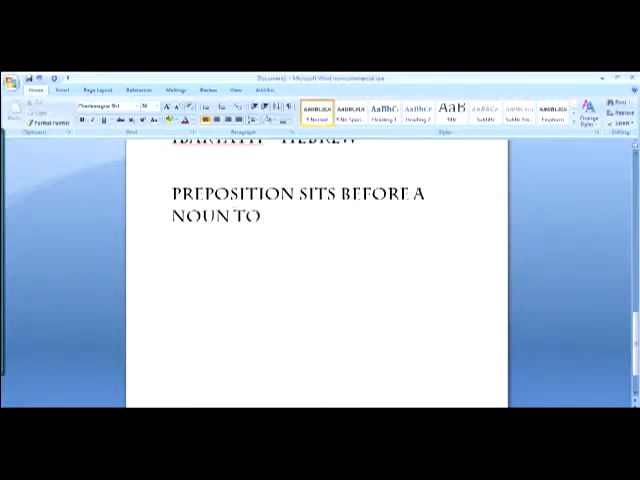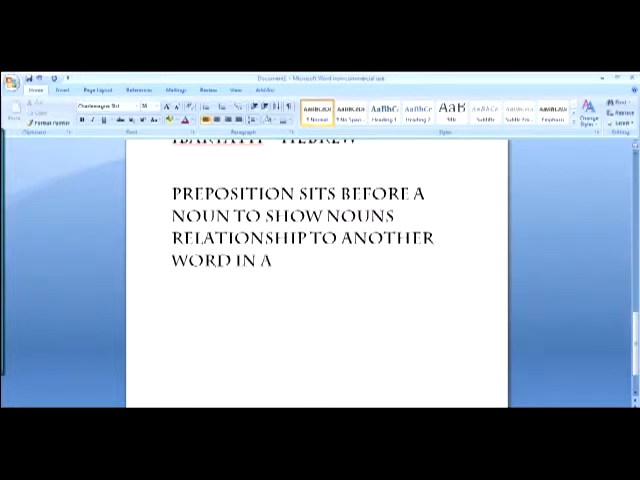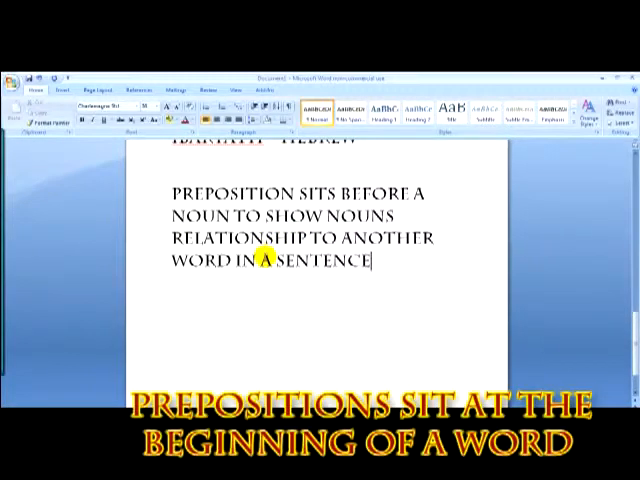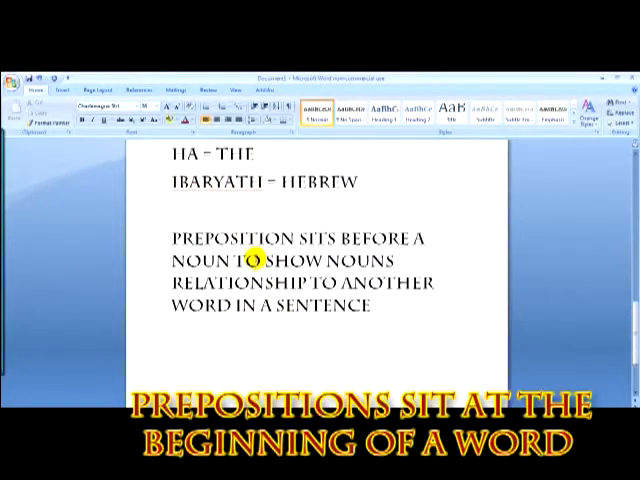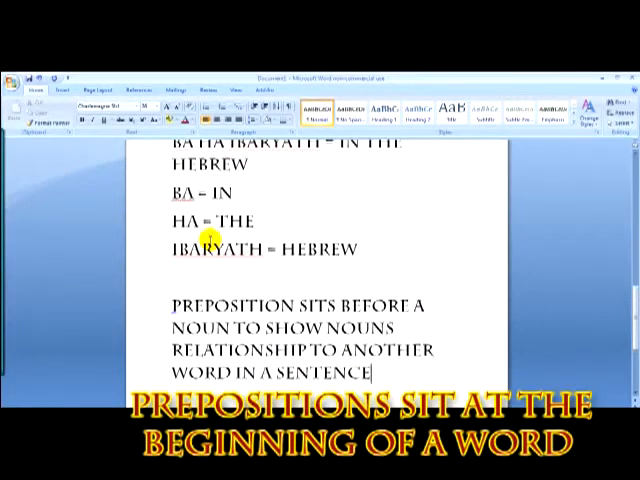to show a noun's relationship to another word in a sentence. Okay. Alright, so it says a preposition sits before a noun to show a noun's relationship to another word in a sentence. Now I'll give you an example of a preposition which we just have here.